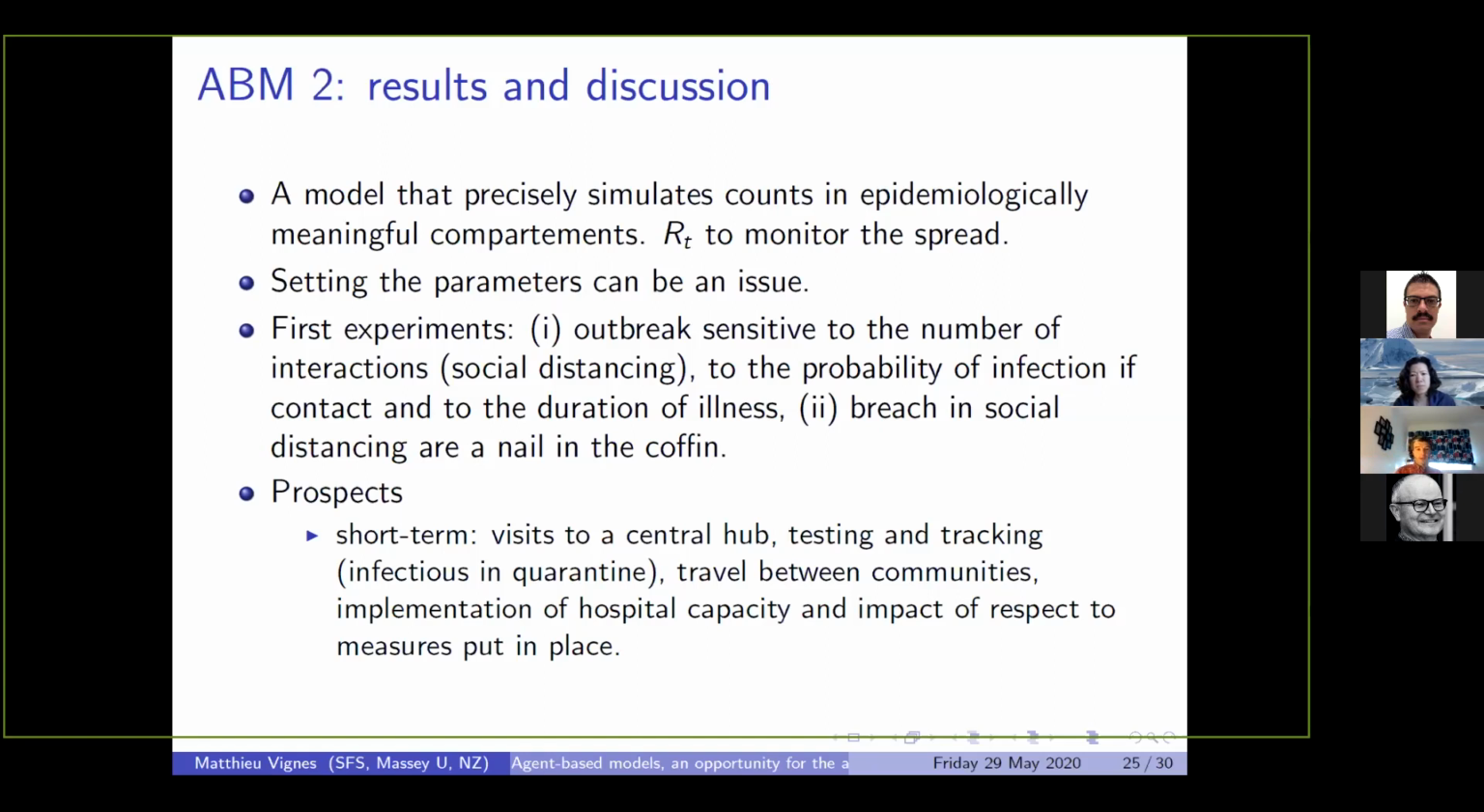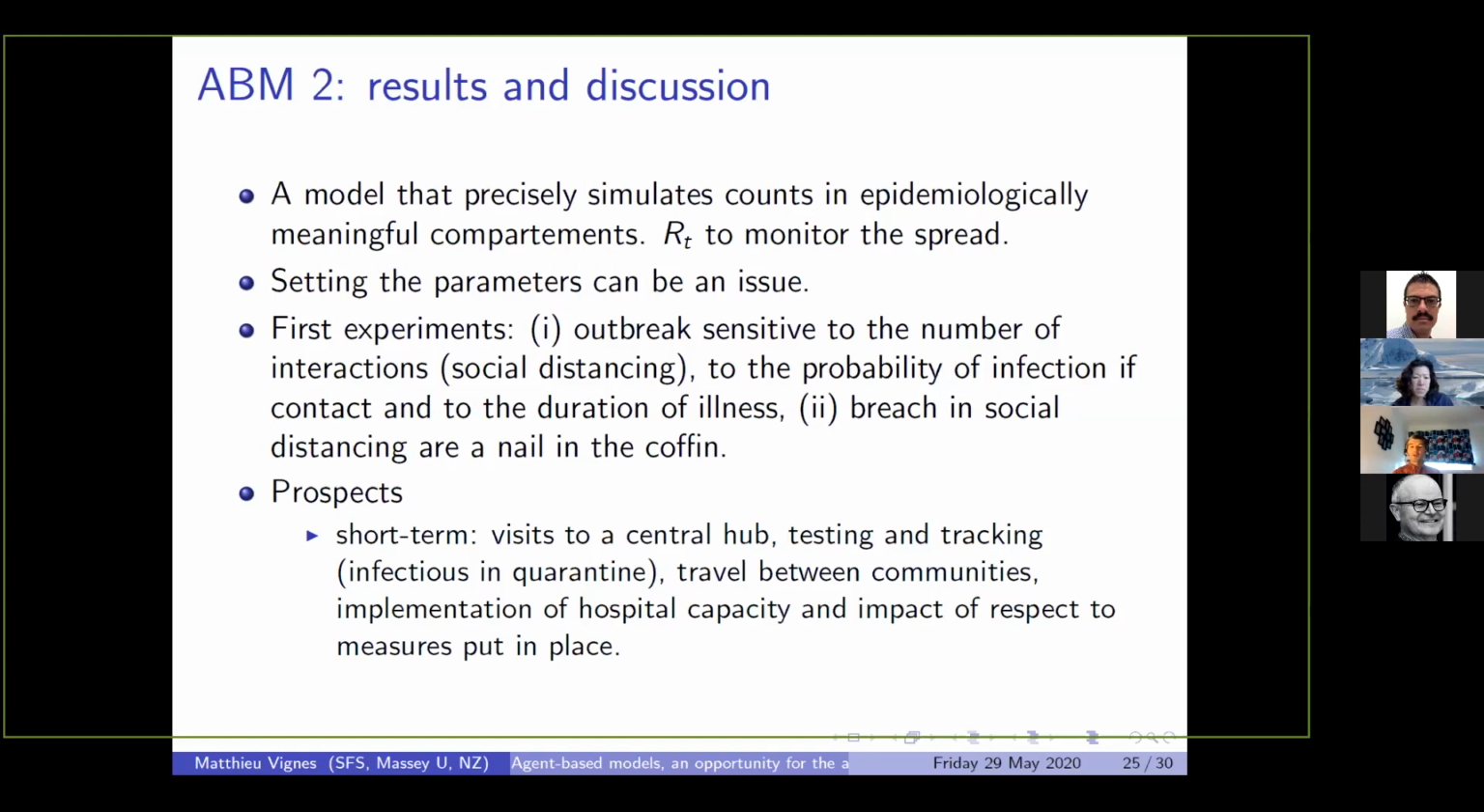So my prospect, which I still want to work on, is to have visits to a central hub. I haven't shown that to you, but actually that's what I have. And I haven't quantified the effect of these central hubs. I see that the epidemic goes up much more quickly, but I haven't quantified the relative amount of infection in these central hubs compared to being somewhere else, say in the household, for example.